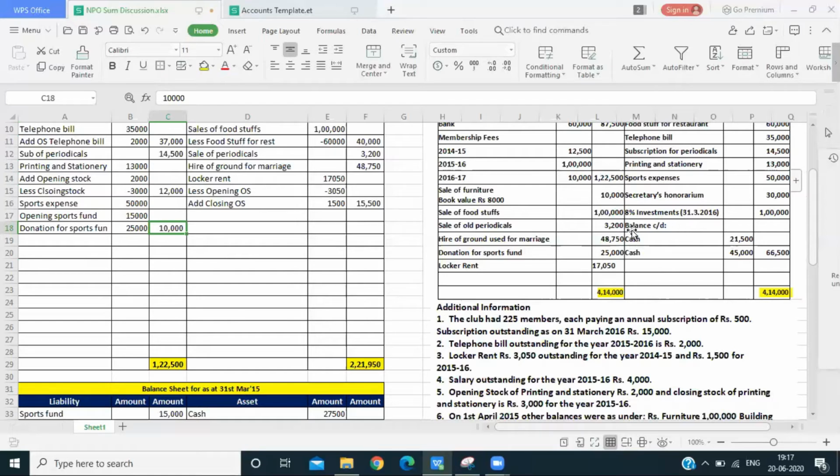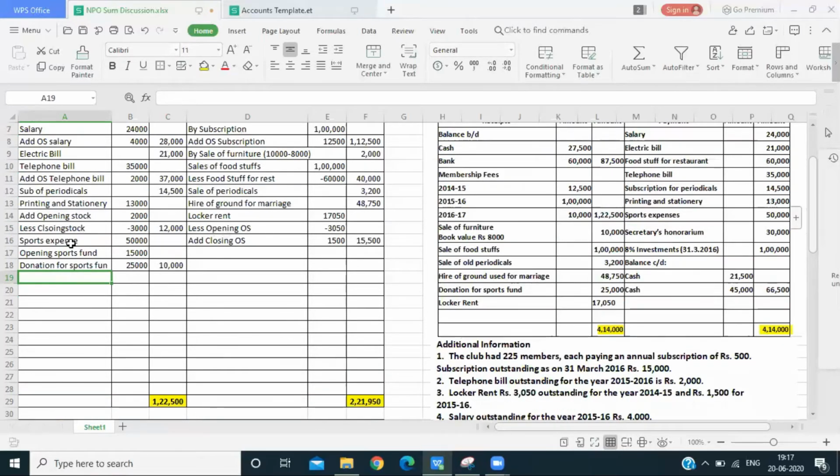And the next point is secretary's honorarium. Honorarium is also a recurring expenditure, so we will show this expenditure in the current year income and expenditure account. The honorarium amounts to rupees 30,000.